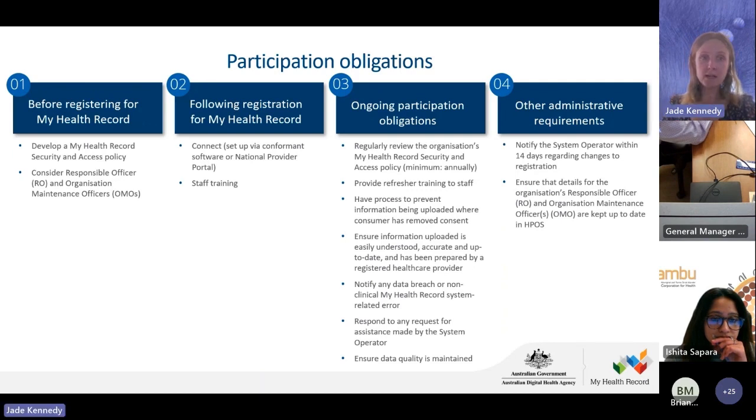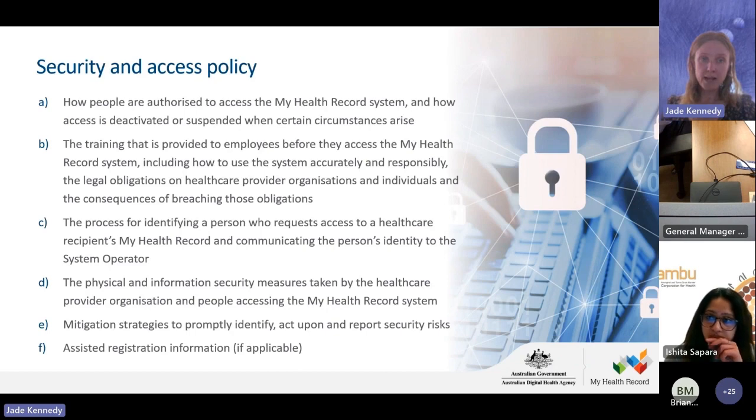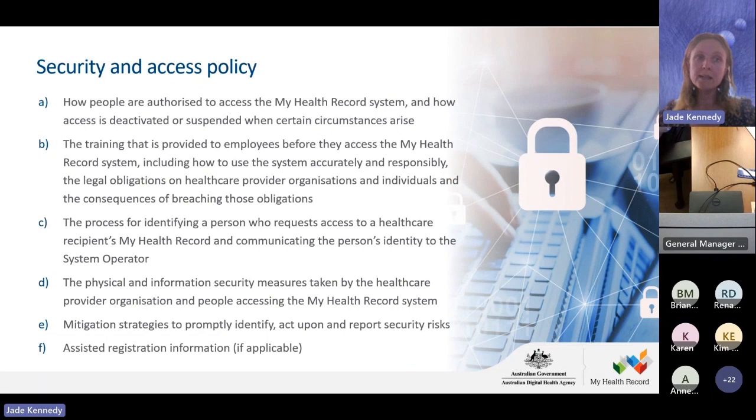So as I said, today we'll be focusing on a few of the obligations that are listed on this slide, particularly some of those more important ones that I just highlighted. So if we start with security and access policies, the requirement to have a security and access policy in place at the organisation stems from Rule 42 of the My Health Records Rule 2016.